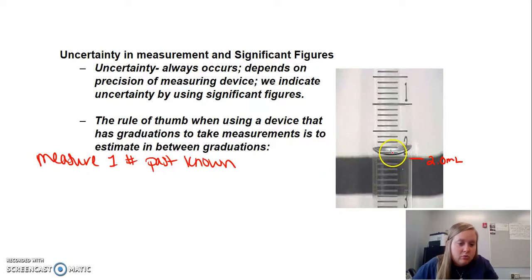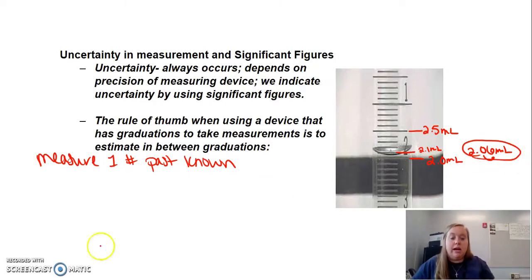If I count 1, 2, 3, 4, 5, this is 2.5, and that means each one of these graduations is a tenth. So this one right here is 2.1 milliliters. I know that my meniscus here is at least 2, but it's not quite 2.1, so I'm going to estimate that the amount of liquid in this graduated cylinder is 2.06 milliliters. I know it's at least 2.0, and I'm going to go one number past, so I would record it as 2.06 milliliters.